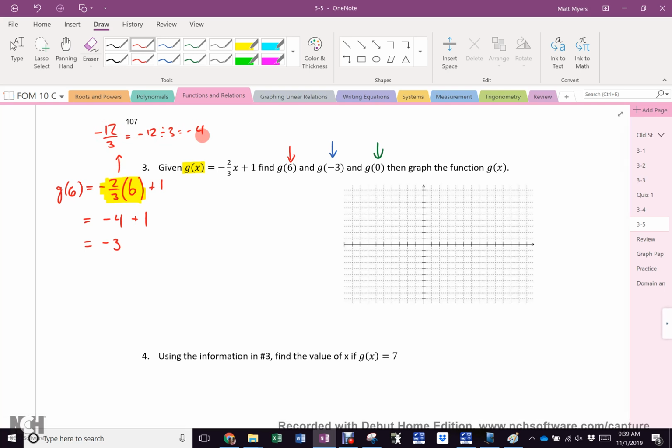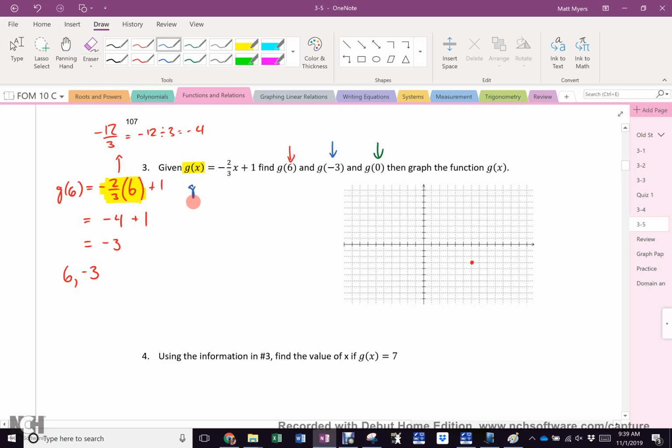Okay. Now, do I have an x and a y? What is the x value? What is the y value? On the graph, I go out to 1, 2, 3, 4, 5, 6, and down 1, 2, 3. And there is my first dot. Does everybody understand? Great.